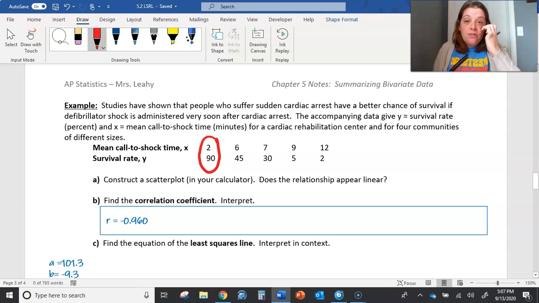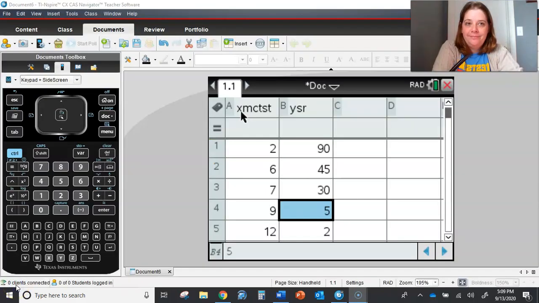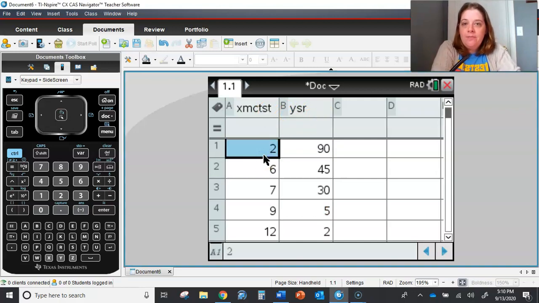Okay. All right. So it says construct a scatter plot in your calculator. Does the relationship appear linear? Now, again, if you're asked to do this on the notes, I want to see the scatter plot in there. So I'm going to pause and go enter this data into a list and spreadsheet. Okay, I'm back. So I took my calculator and I let X, which is the mean call to shock time, and I let Y be the survival rate, and I entered my data, 90, etc. It said, does it appear linear? So I'm going to construct a scatter plot.